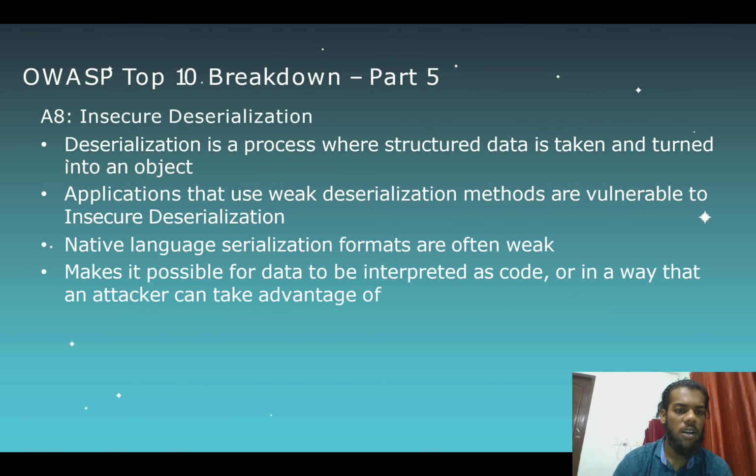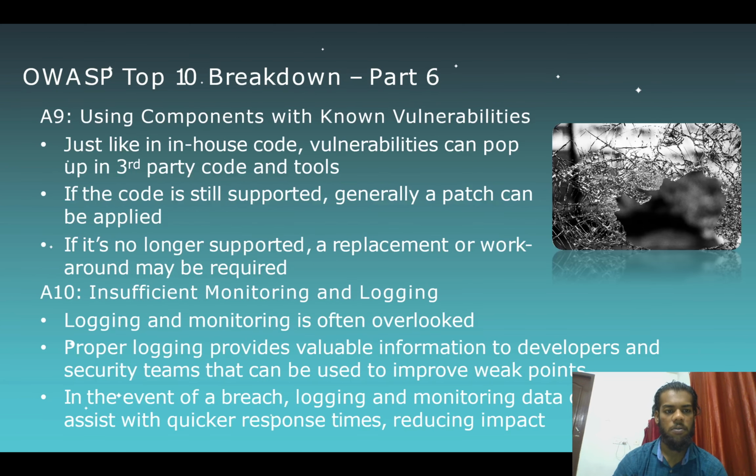A8 is insecure deserialization. Deserialization is a process where structured data is taken and turned into an object. Applications that use weak deserialization methods are vulnerable to insecure deserialization. Native language serialization formats are often weak, making it possible for data to be interpreted as code or in a way that an attacker can take advantage of.